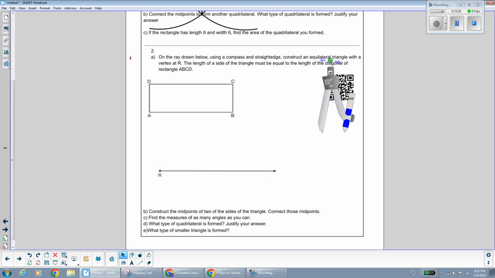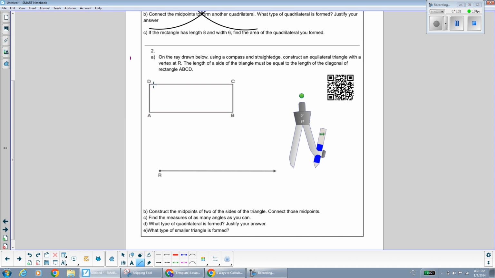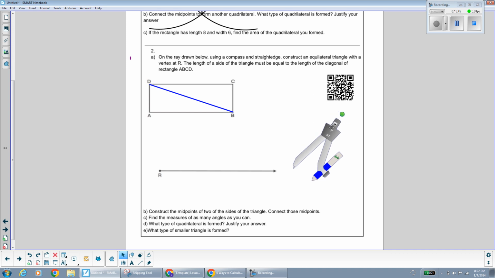What we're going to do is construct an equilateral triangle with its vertex at point R, and the length of a side of this equilateral triangle is going to be the length of a diagonal of the rectangle. It doesn't matter which diagonal you use because diagonals of a rectangle are congruent. So I'll just pick that one. I'm going to take my compass and measure the length of the diagonal, from one endpoint to the other.